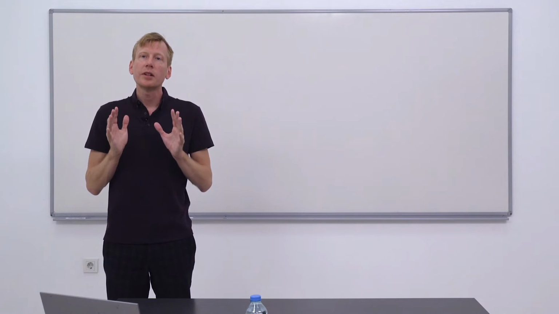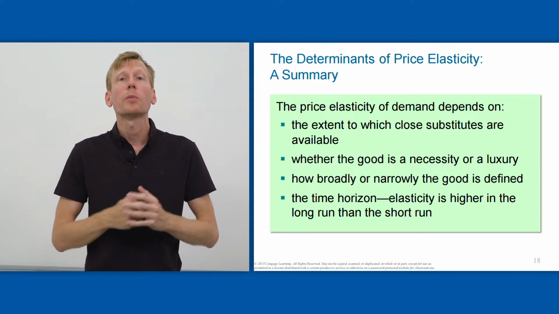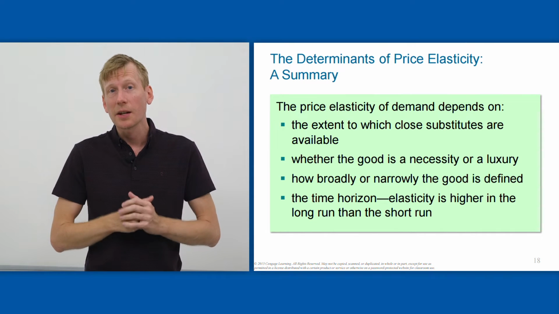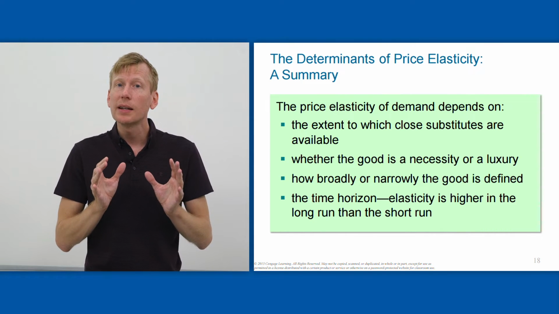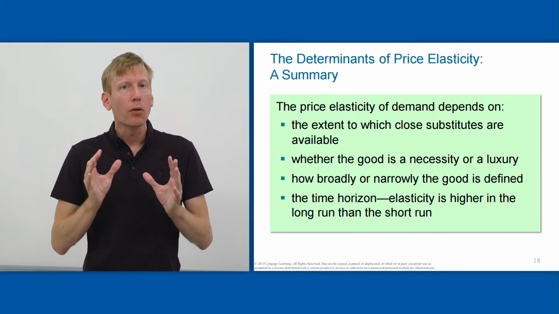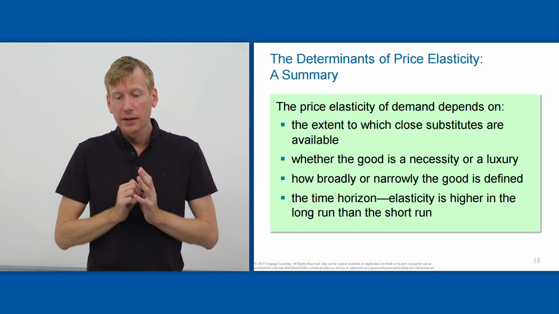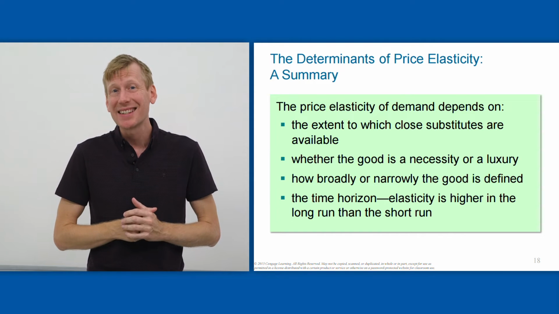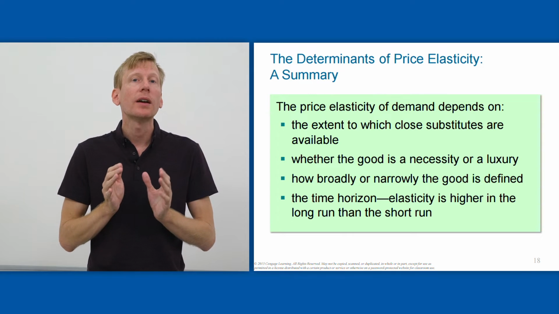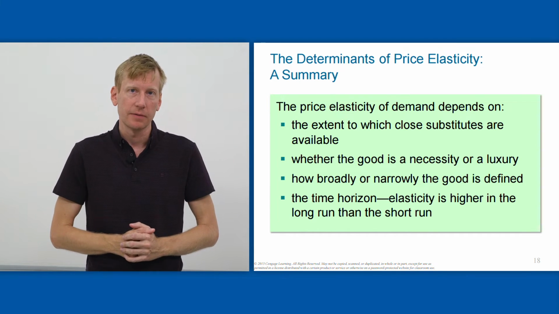As a summary of our fundamental determinants of the own price elasticity of demand, these 4 primary determinants are close substitutes, their availability, and how close they are. Next, how broadly or narrowly we define the good. Third, whether the good is a necessity or a luxury. And fourth, whether we're looking at a long time horizon or a short time horizon.